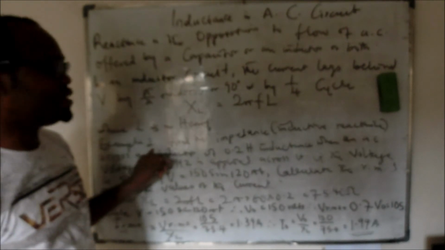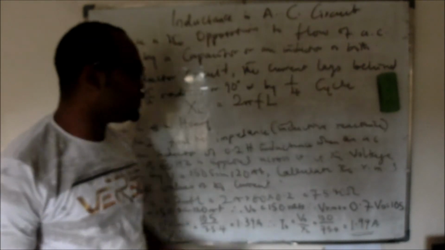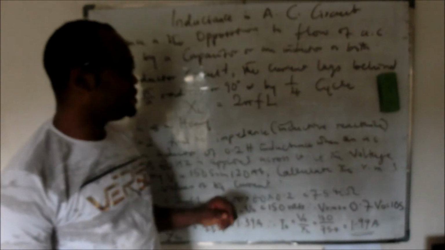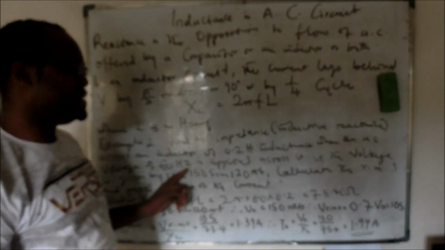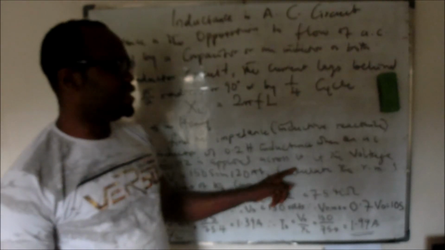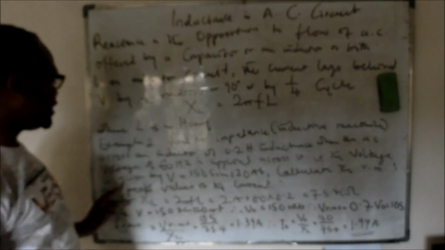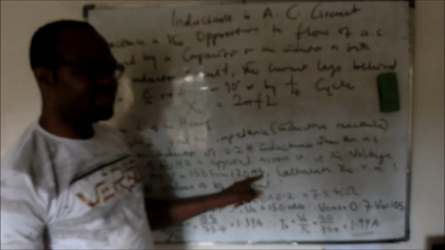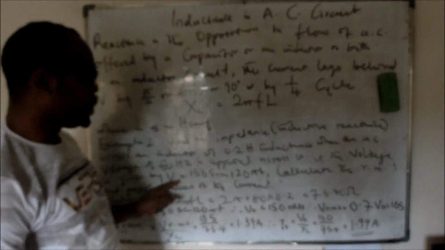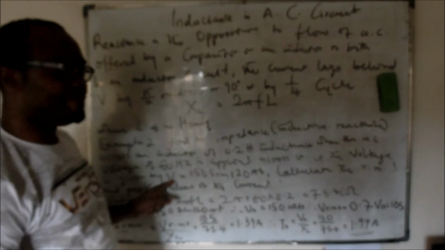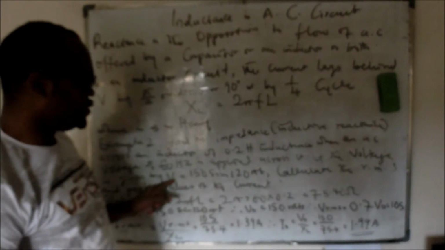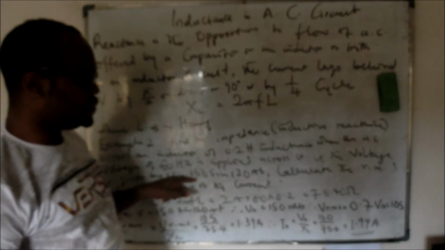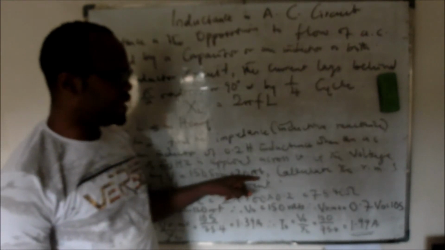So let's look at this example. Find the impedance or inductive reactance across an inductor of 0.2 Henry inductance when an AC voltage of 60 Hz is applied across it, if the voltage is given by V equals 150 sine 120 pi t. Remember this expression, that the voltage at any point Vt is equal to the peak voltage V0 sine omega t.